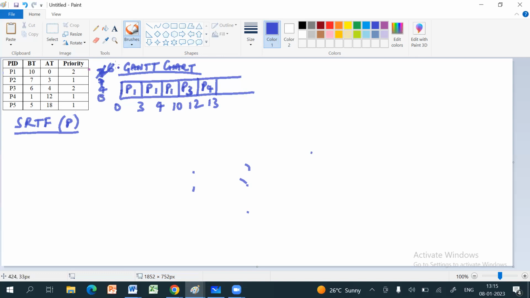And P1 has already completed, so it doesn't have any remaining time. So P2 and P3 are in the wait queue. Among P2 and P3, P3 has a shorter remaining time, 7 and 4, as you are able to see. So P3 will again be given a chance. P3 will continue for 4 units of time because it has a remaining time of 4.